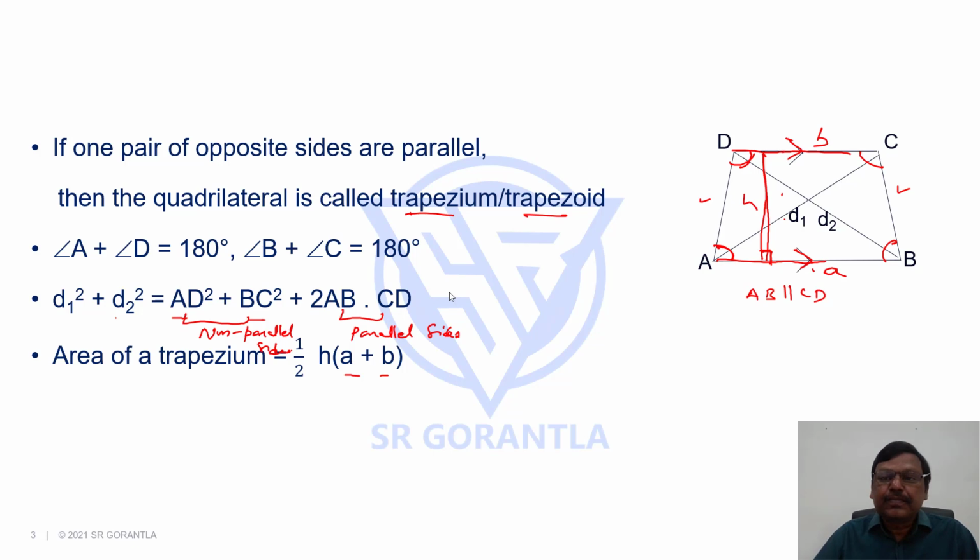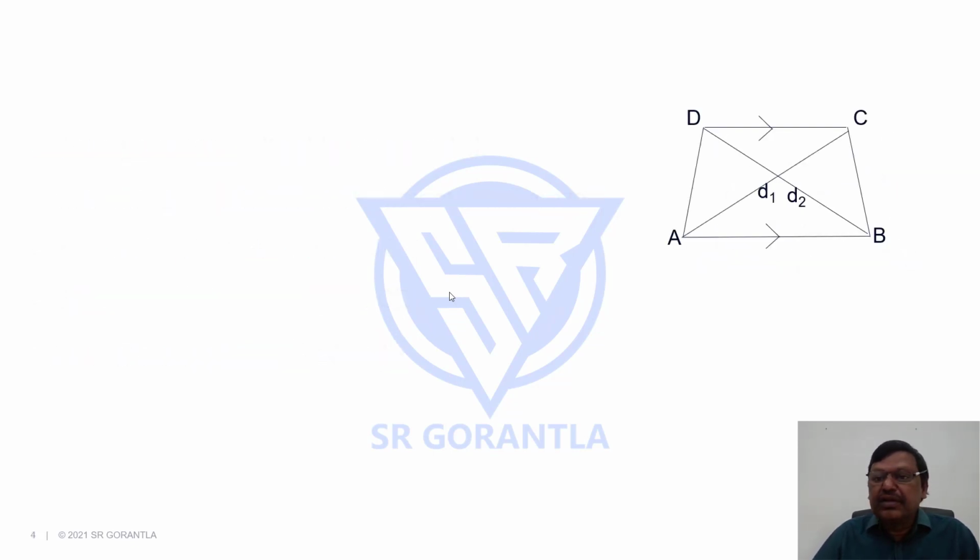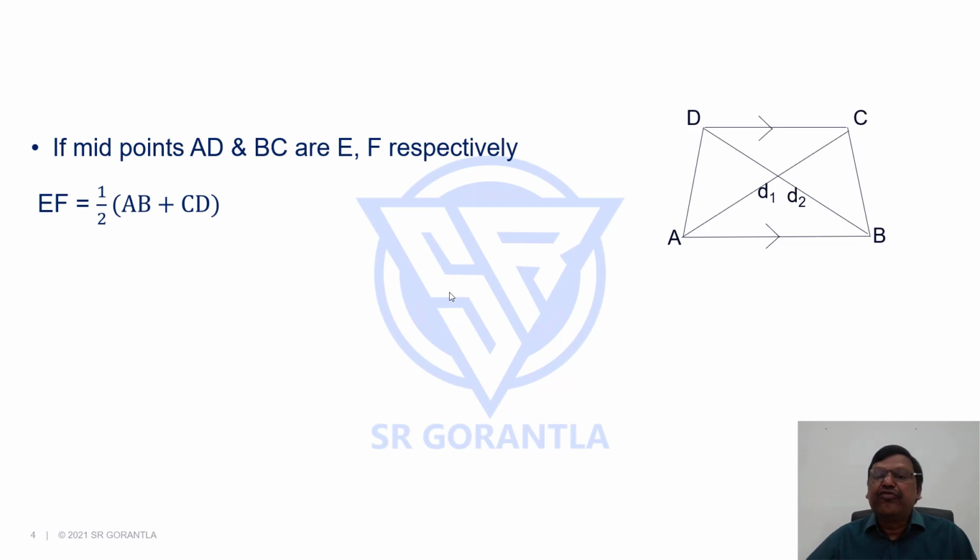Right? Next, if you look at this particular diagram ABCD, if E and F are the midpoints of AD and BC respectively, when you join this, EF will be parallel to these two, and also EF will be equal to half of AB plus CD. That is if they are midpoints. Midpoints means this EF is dividing this particular side in equal ratio, 1:1.